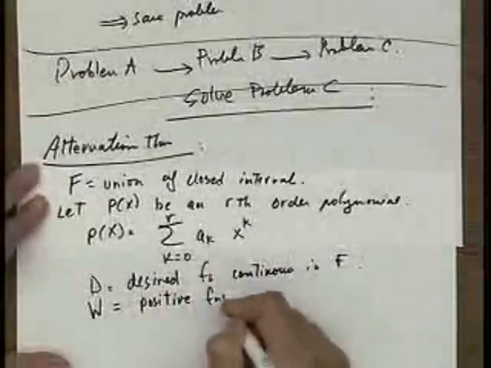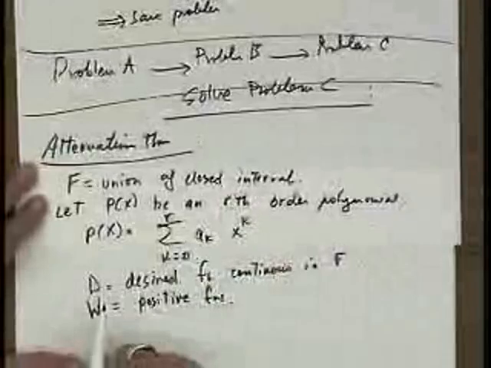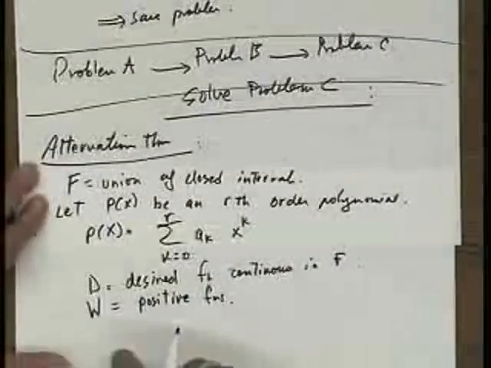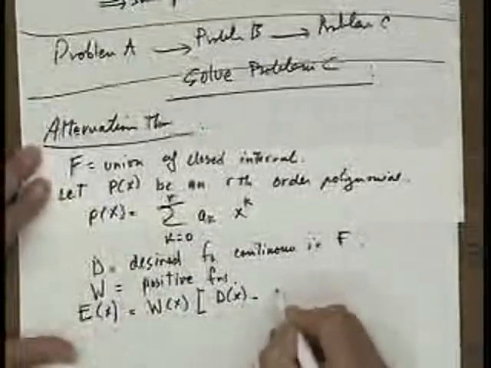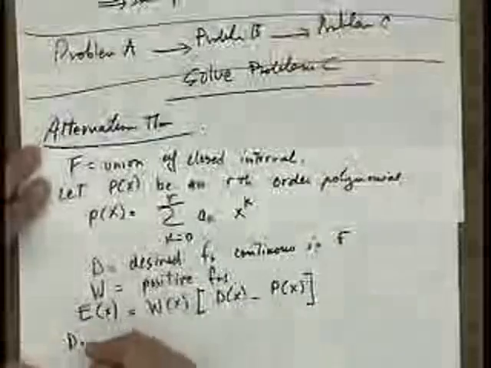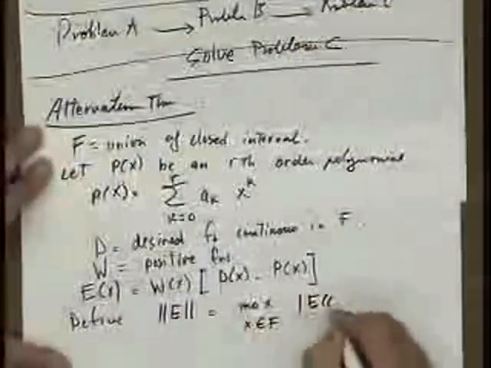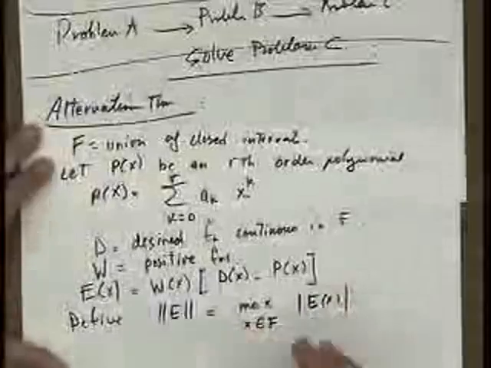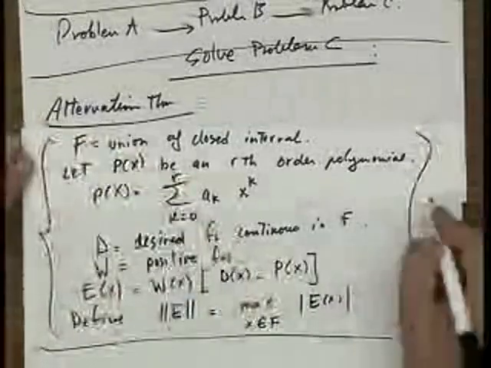And I'm deliberately using the same notations as I used in problem C, so you can see the link as to how alternation theorem can be used to solve problem C. So w is the same as w we had before, d is the same as d we had before, and let's define E of x to be w of x times d of x minus P of x. That's becoming very similar to problem C. What we had before was E was wg minus d. Here we have wp minus d. Okay. Define norm of E to be maximum of x in F of absolute value of E of x. Well, that's the same thing as we had before. That's our theta, which we just showed delta 2 is the same as delta 2. It looks really promising.